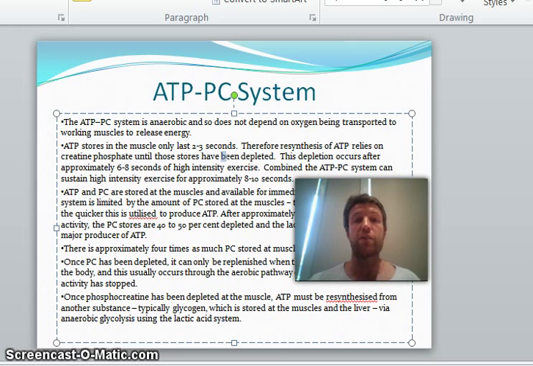So hopefully that gives us a really good insight as to what the ATP CP system is all about.